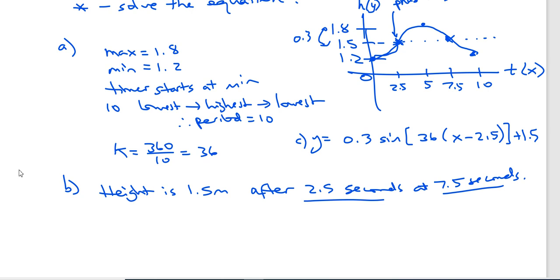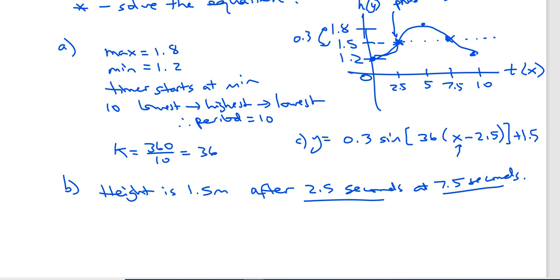So we figured out the height, we figured out the time to make the height 1.5. What if they said, what is the height after 4 seconds? Well, if they asked that, then we could use our equation and substitute in the time of x equals 4 into here and calculate the height. So that's how we use our graph and use our equation to solve problems.